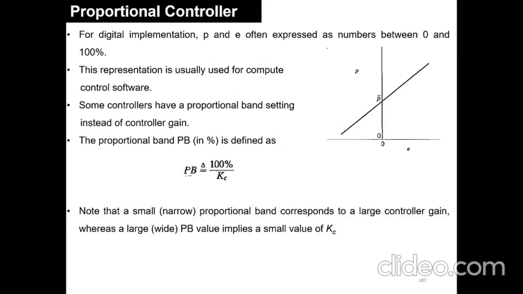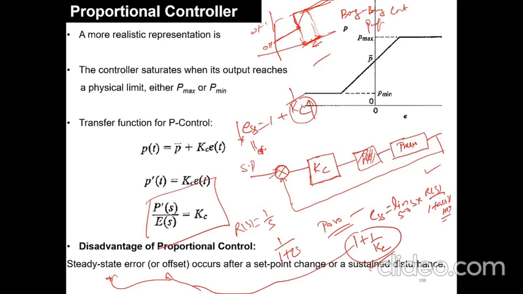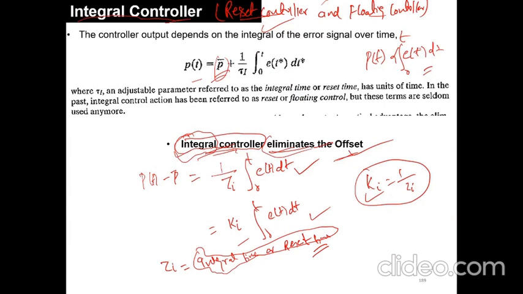And then we have already seen how the proportional controller is represented in the digital form, right? It is represented as the proportional band. Basically, we increase the proportional band from 10% to 20% and so on, up to 100%. We have seen the relation between the gain and the band. Here also we have seen how the transfer function of the proportional control is defined.